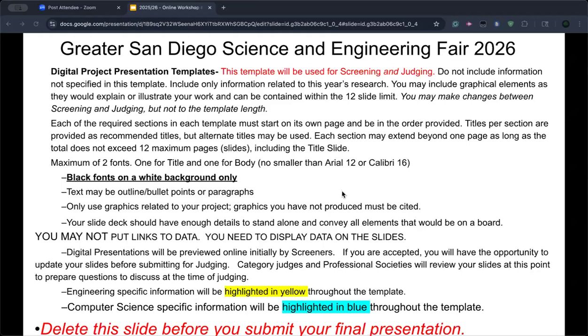So basically, you need to make sure that it can't exceed 12 pages, including the title slide, and you can only have a maximum of two fonts that are no smaller than Arial 12 or Calibri 16. Some people who might have a more advanced science fair project or have done a little more literature review might have more sources to state in the references slide. So, for example, if you have 50 sources, you need to make sure that you only state your top 10 or the most important sources so you can abide by this Arial 12 font size rule.